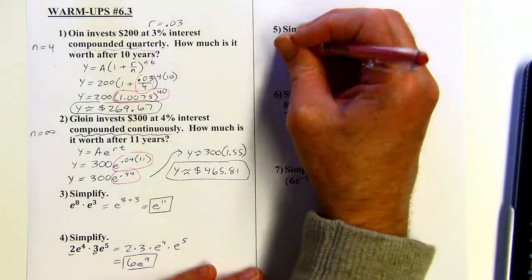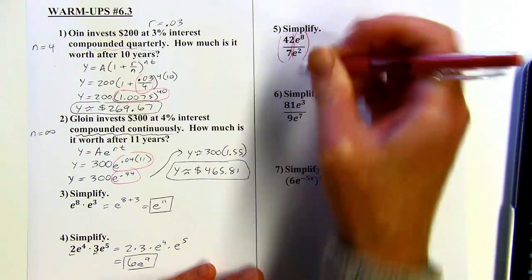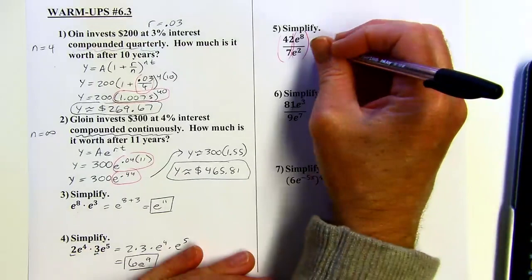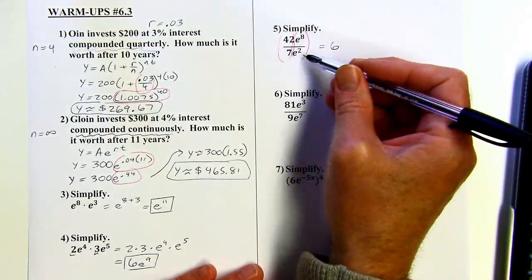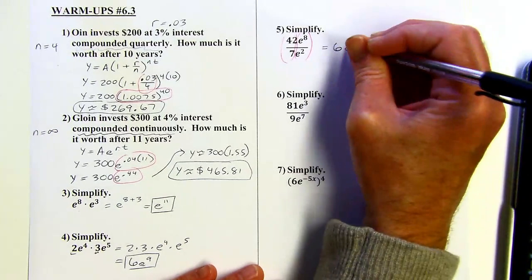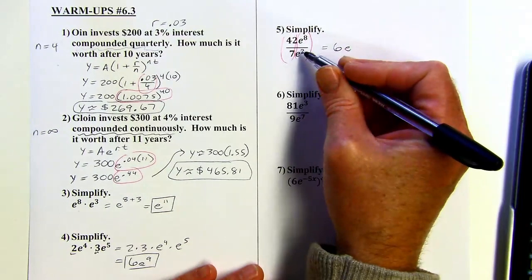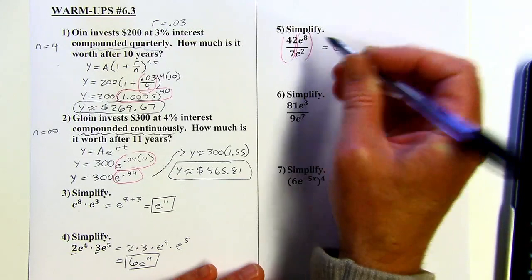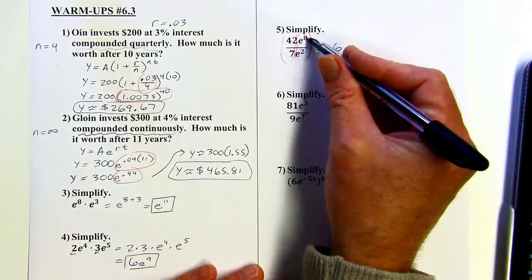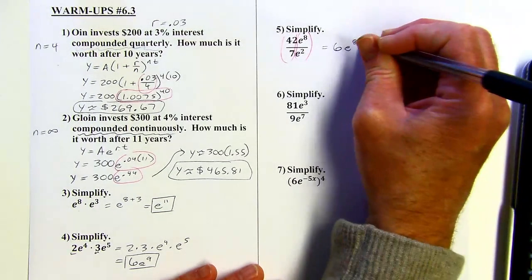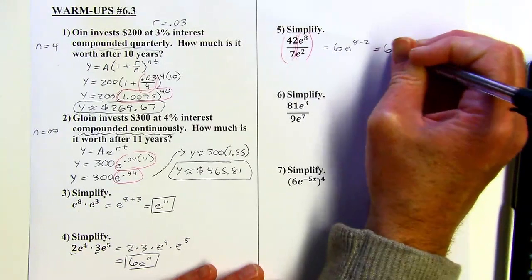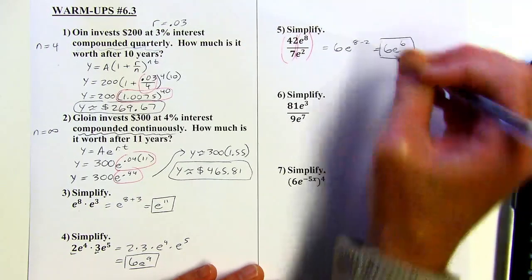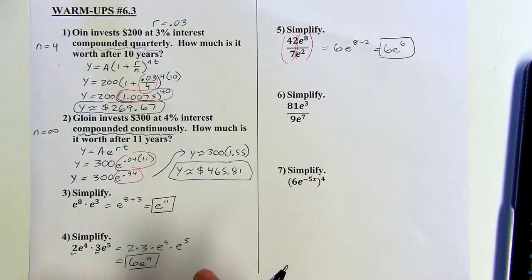Ones like this, I like to think of it like that. 42 divided by 7 is 6. And then e to the 8th over e to the 2nd, well, 2 of the e's would cancel out, and I'd be left with 6 e's in the numerator. But you can also just do 8 minus 2, like that, when you have a fraction. So this is going to be 6e to the 6th. There are different ways to approach that, but I'm going to end up with 6e to the 6th no matter what.